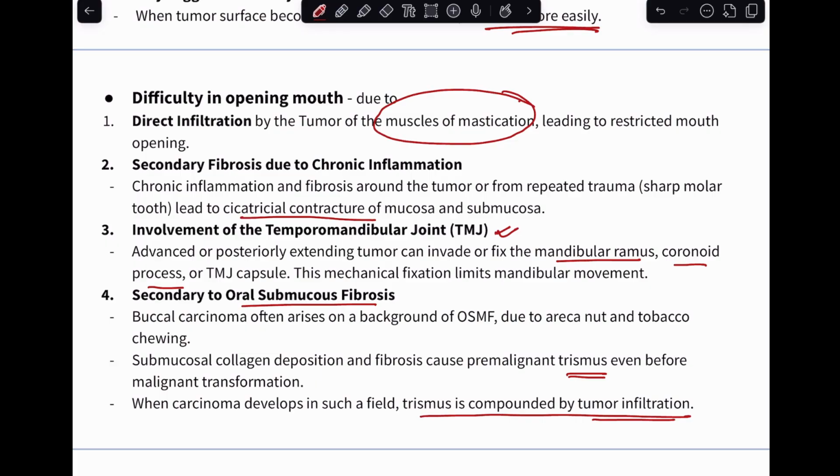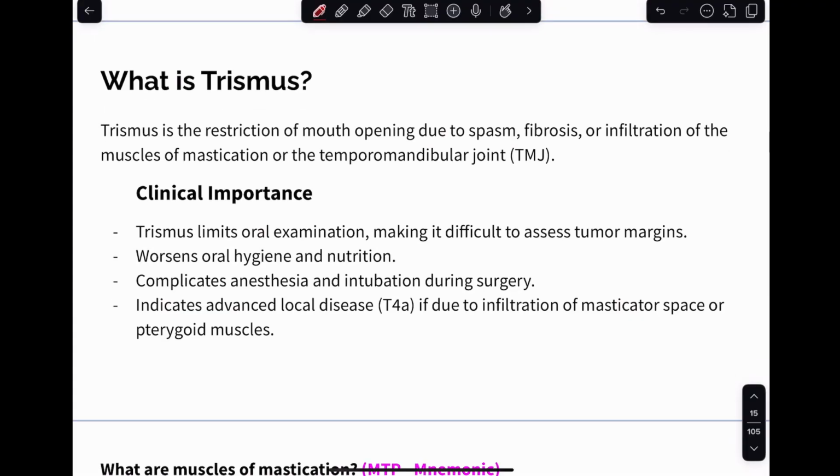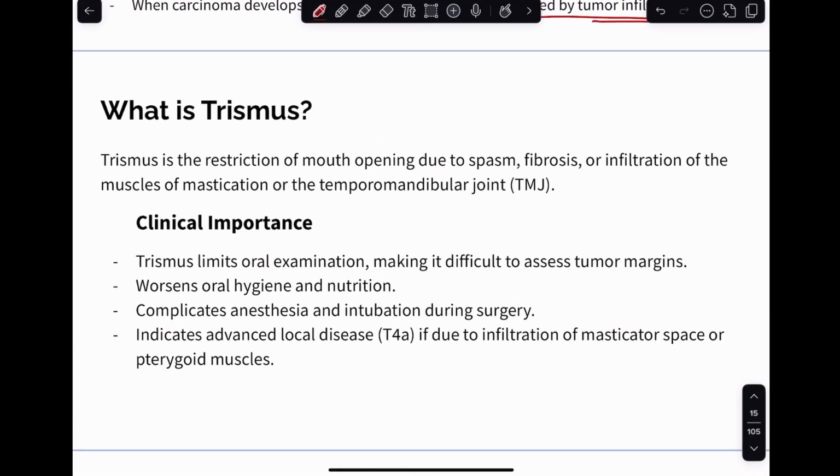Now we just learned the term trismus. What is trismus? Trismus is basically difficulty in opening mouth. So if we had to define it, trismus is the restriction of mouth opening which occurs due to spasm, fibrosis, or infiltration of the muscles of mastication or temporomandibular joint. Now, why is it important? If our patient had limited mouth opening, how does it affect us?